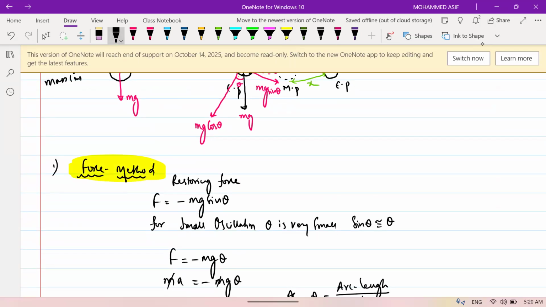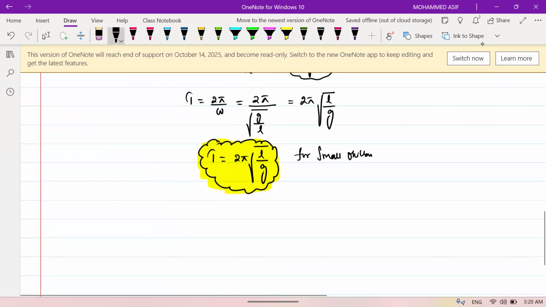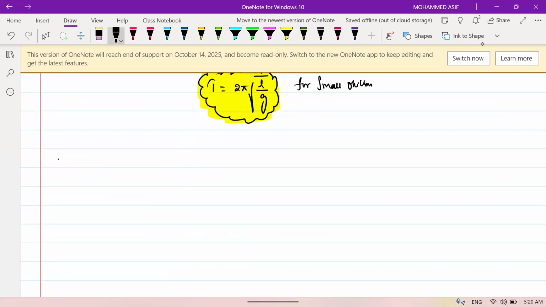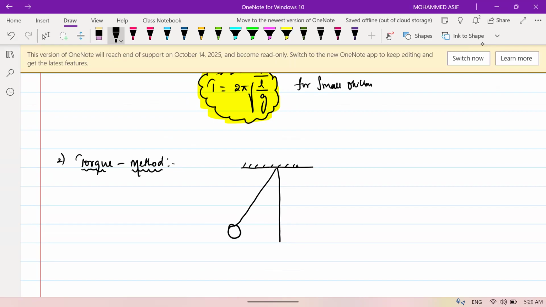Now, let us try to derive the same thing by the torque method. Next one is the torque method. For all the methods, one thing is very clear: we need to displace the body from the mean position. Say, for example, this was your ceiling and this was your mean position. Now the simple pendulum is somewhere here, making an angle theta.